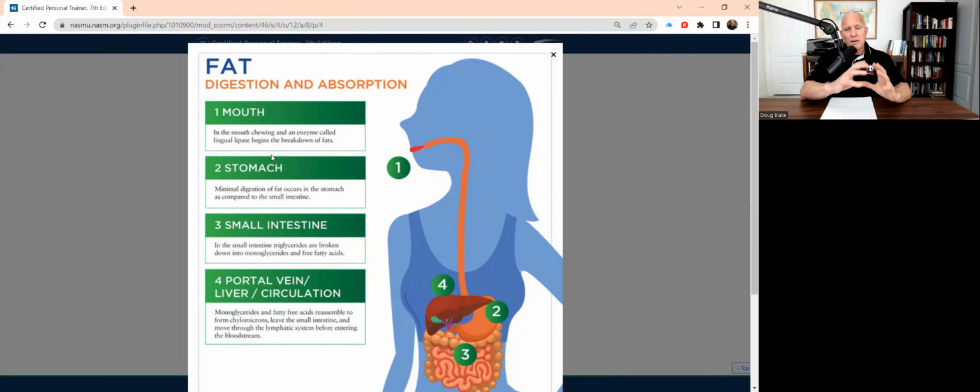Remember, the stomach's main digestive operations are on proteins, right? It's at least a little bit. And then, by the way, there are some enzymes in the stomach that help to continue this emulsification process and breakdown of fats. But ultimately, it's in the small intestines.